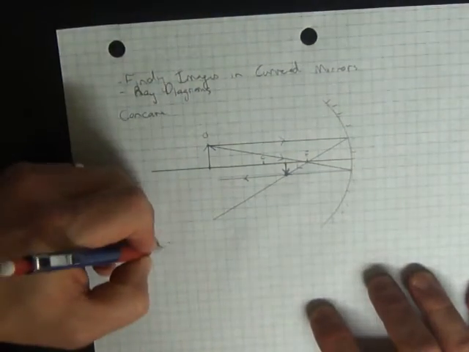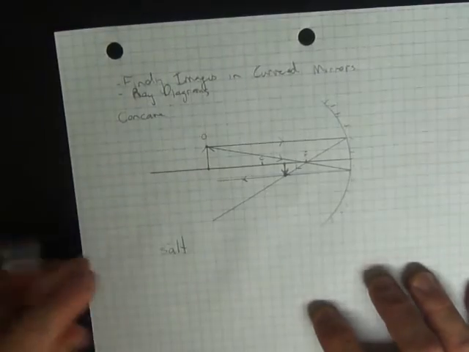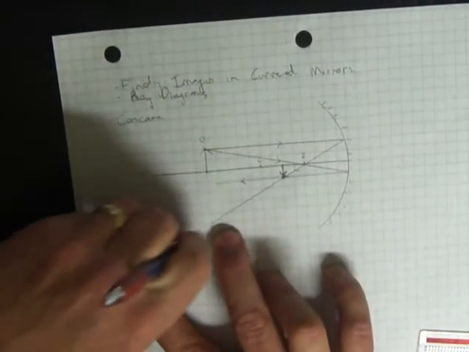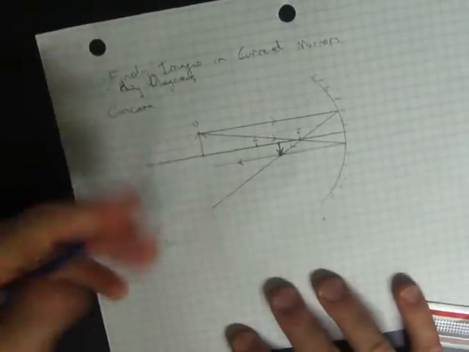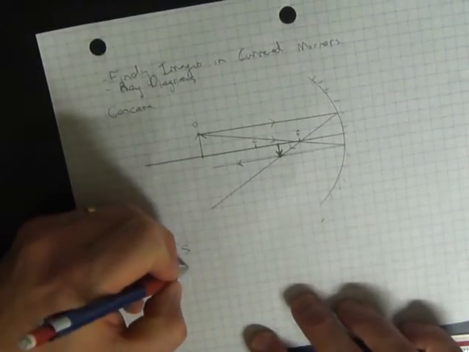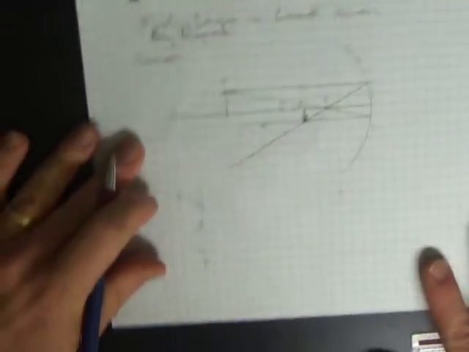Now we can do SALT. Oh, actually, I don't write it like that. Let's do it like this. Let's write SALT. S-A-L-T. SALT. Because now we have an image.